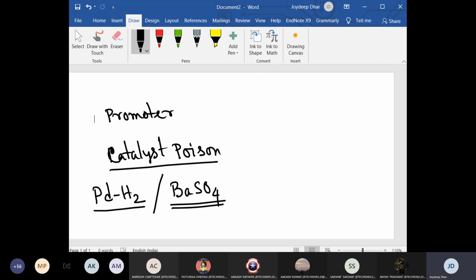If you use palladium and hydrogen, it can reduce different types of bonds, such as carbonyl groups, C double bond C, or C triple bond C. But if you add barium sulfate, then you can selectively reduce some specific chemical bond, not all. That means you reduce the activity of the palladium catalyst in the presence of barium sulfate. This is a well-known catalyst known as the Lindlar catalyst. So barium sulfate acts as a catalyst poison.